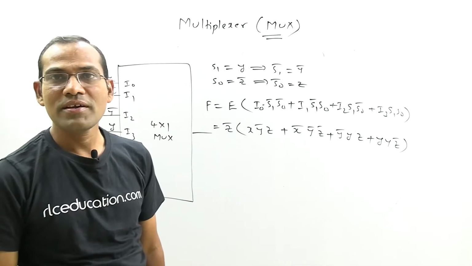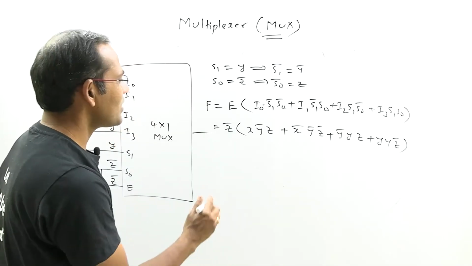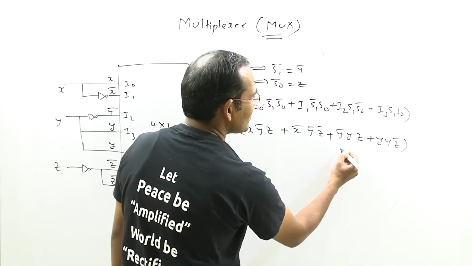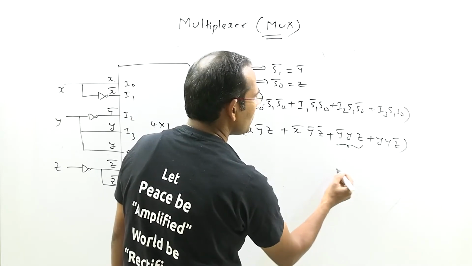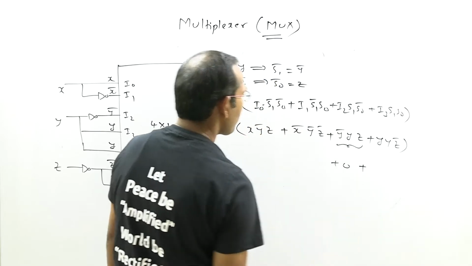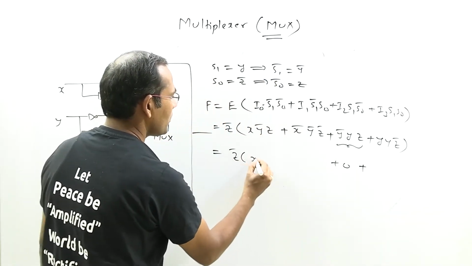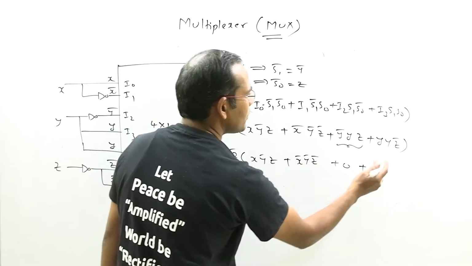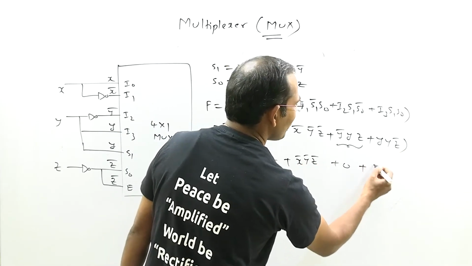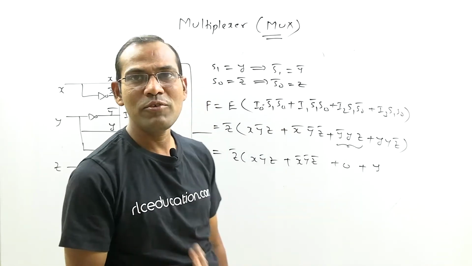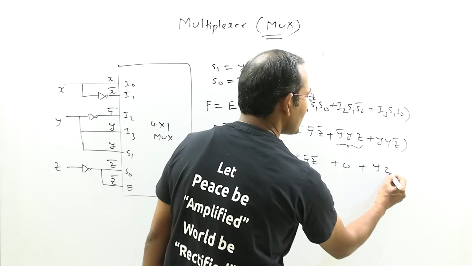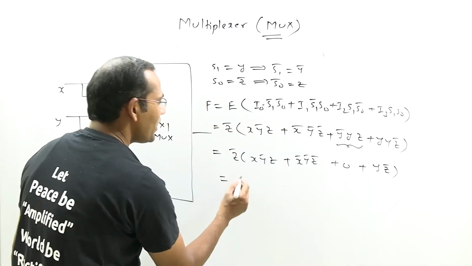That's the mux expression. Here some terms can be cancelled. Here y into y bar is there, so it will be 0. Here y into y means just write once, that's enough. Whenever some variable is repeated, write once. Now multiply with z bar.